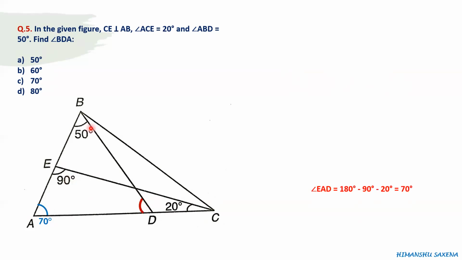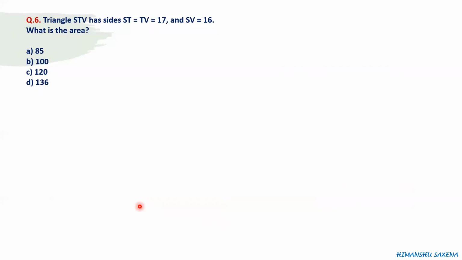Now this is 70, this is 50. So it's easy to calculate this value. So angle BDA would be 180 minus 50 minus 70 is 60 degrees. So our answer would be B, 60 degrees. So you are seeing that these questions are pretty simple, because we are talking only about lines and triangles as of now, and we will keep increasing the difficulty level in this video.